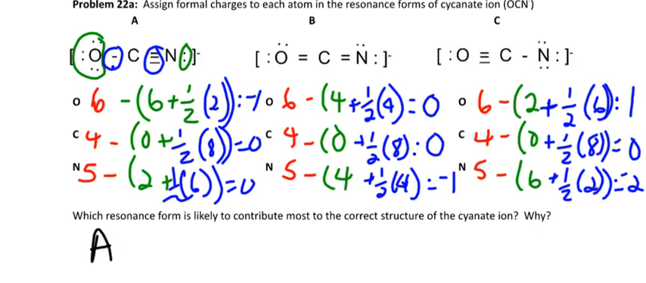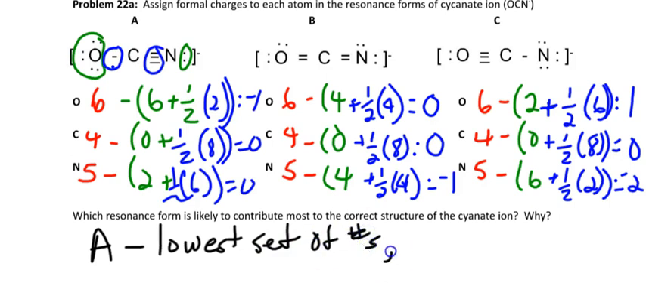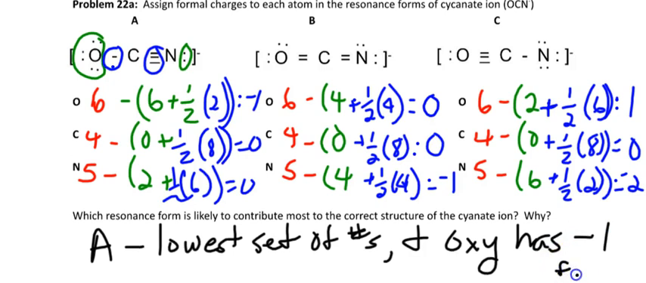Why A? Because of the rules, okay? Because it has the lowest set of numbers and the oxygen has the -1 formal charge. I'll put FC here. Formal charge, not FC Cincinnati.